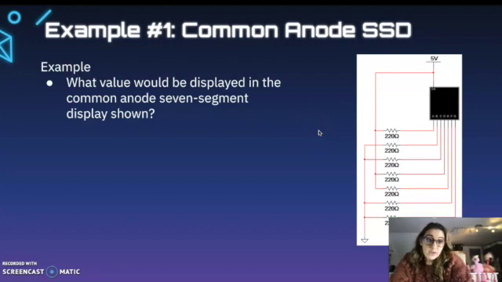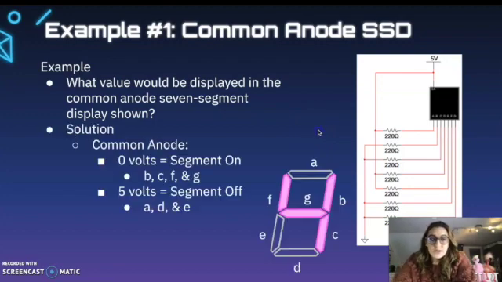Okay, so now that you've had some time, let's take a look at the solution to this. So the solution is 4. If we look at the common anode, our digits that are receiving 0 volts, meaning they're coming from the ground, that's B, C, F, and G. So the segment is on because it's a common anode. So again, it's B, C, F, G.